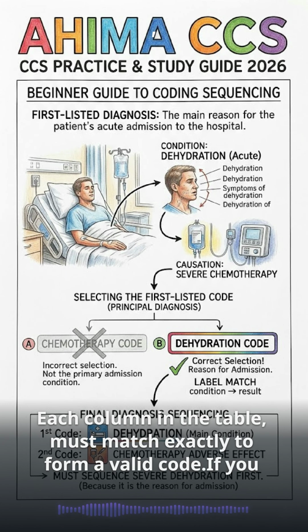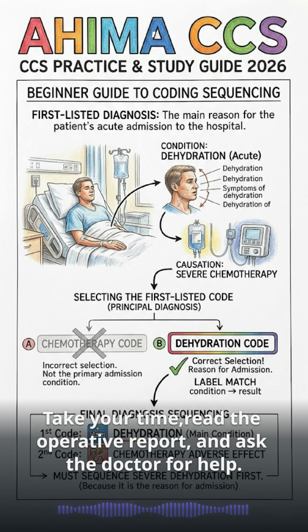Each column in the table must match exactly to form a valid code. If you pick a wrong character, your final procedure code is completely invalid. Take your time, read the operative report, and ask the doctor for help.